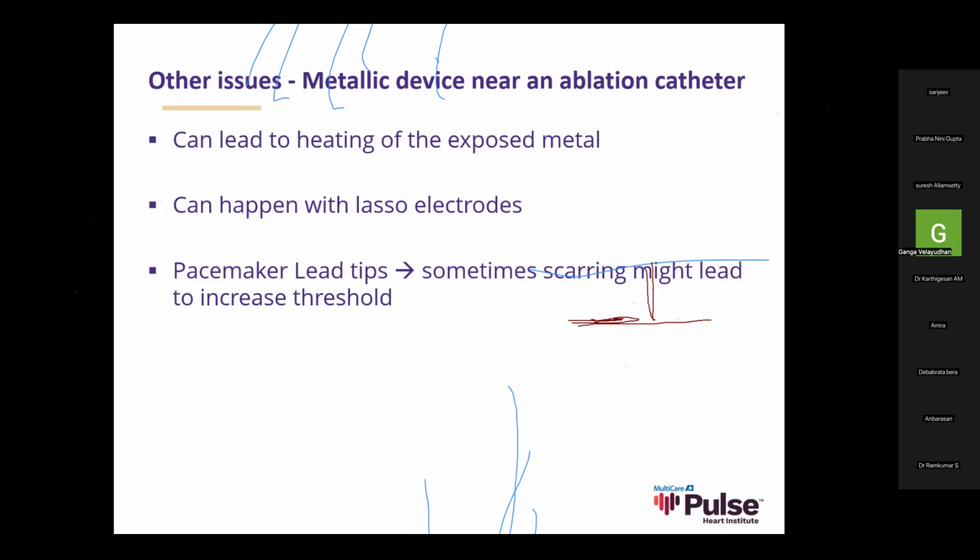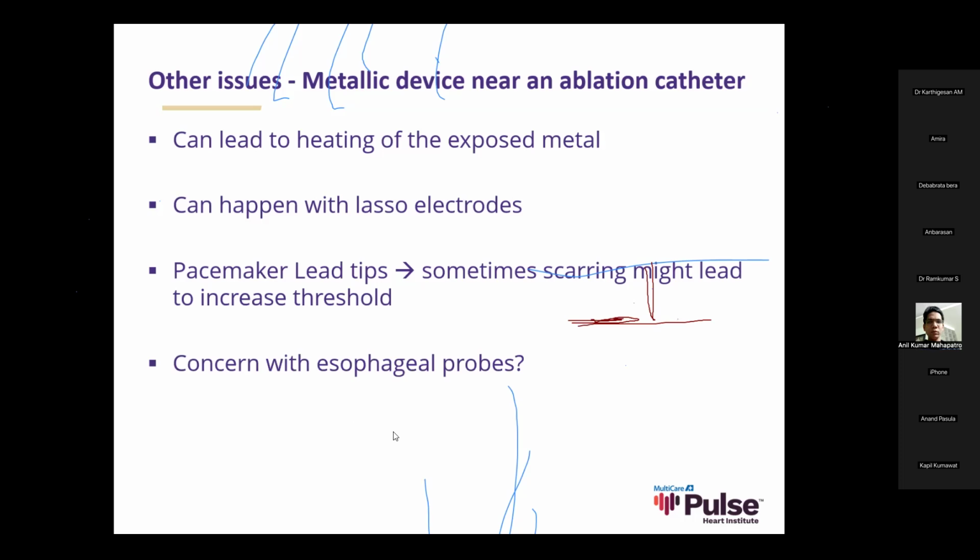So sometimes when we are ablating near the pacemaker lead tips, that can lead to scarring of the myocardium right near the lead tip, and that can lead to increased threshold of the pacemaker. So you have to be aware of that. And in AFib ablations, we use a temperature probe in the esophagus, and there is also a concern that you can start heating up the probe because of the presence of metal directly, and that can lead to esophageal injury. So that is another risk.